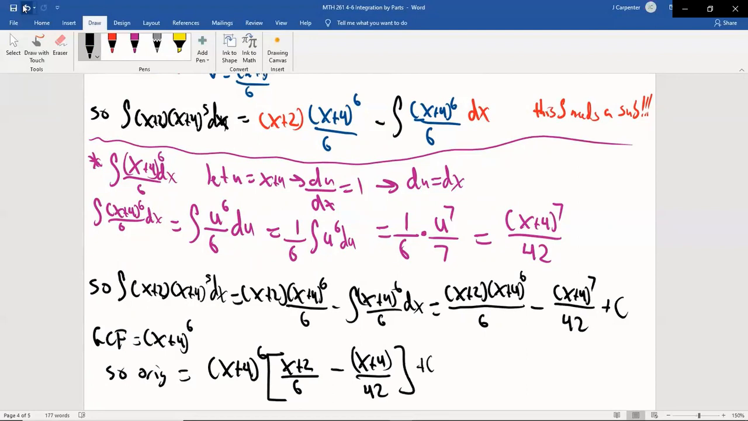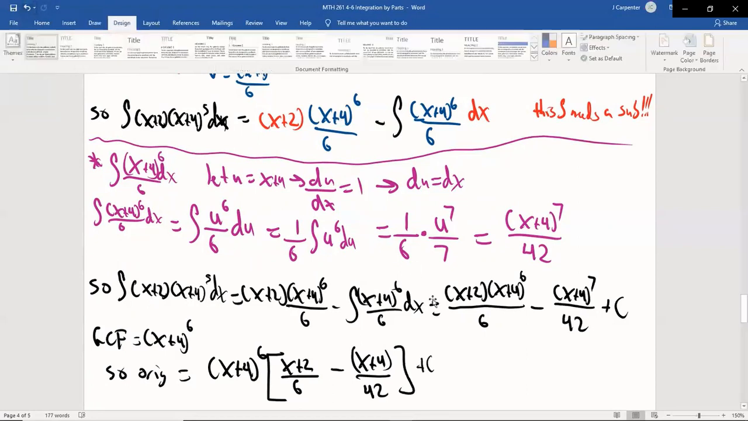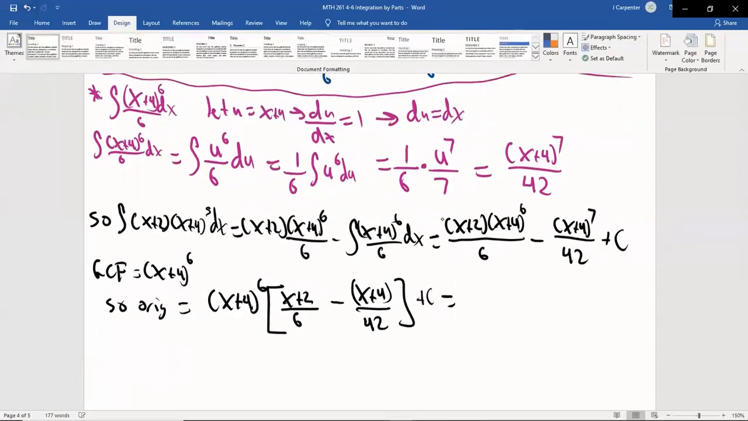Well, you can distribute your negative, and then you can get an LCD from there. So this is going to become (x plus 4) raised to the 6 times. Let me just go ahead and separate the fractions as well. So x over 6 plus 2 over 6 minus x over 42 plus 4 over 42.